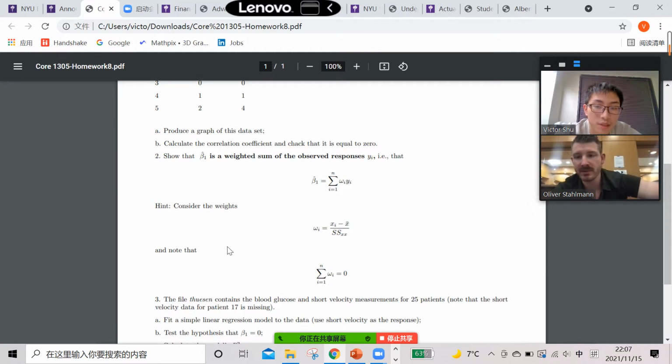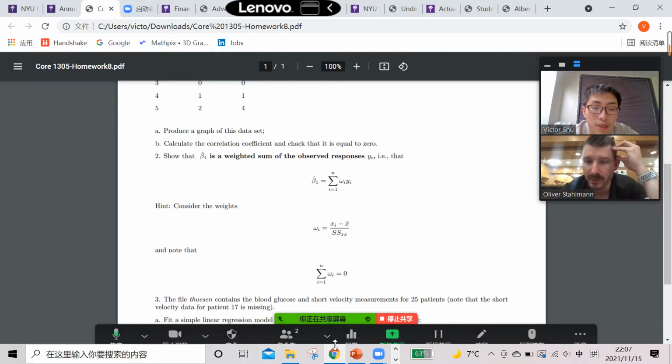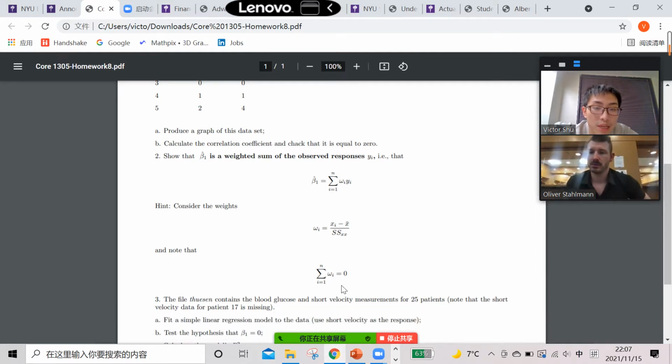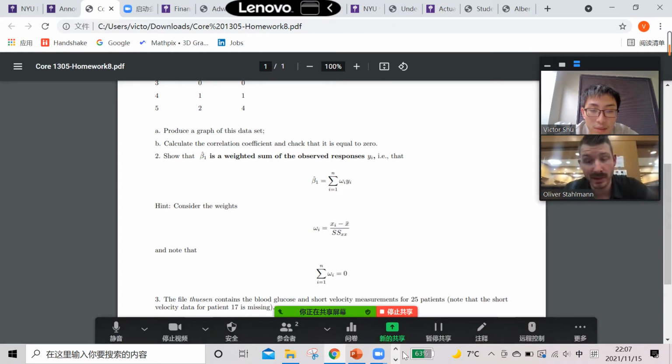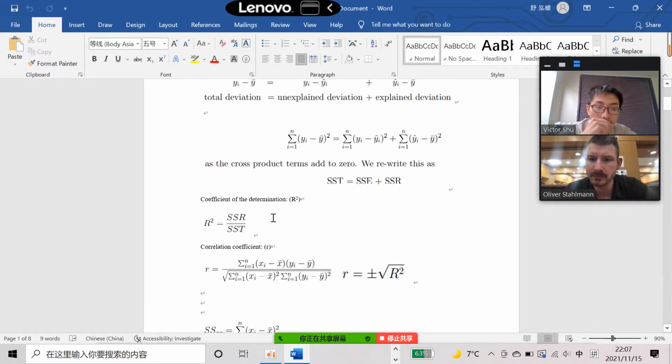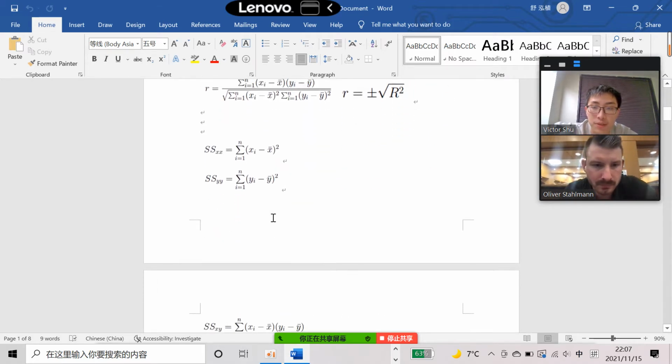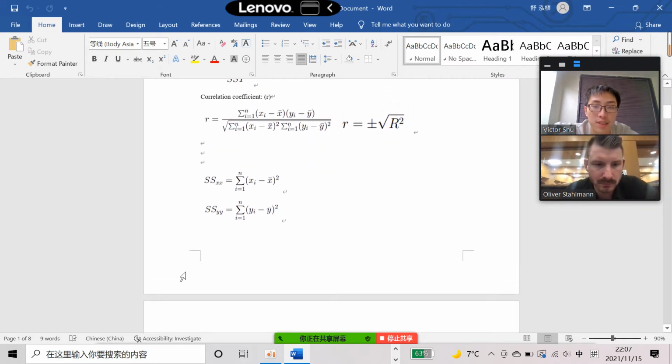So if you look at the hint, it said the weight equals the residual of x divided by SSXX, right? What is SSXX? I don't know. Okay, can you see the Word document right now? Yeah. Okay, this is SSXX. Basically, that is the sum of all the squared residuals of x. We just came up with some weird notation.